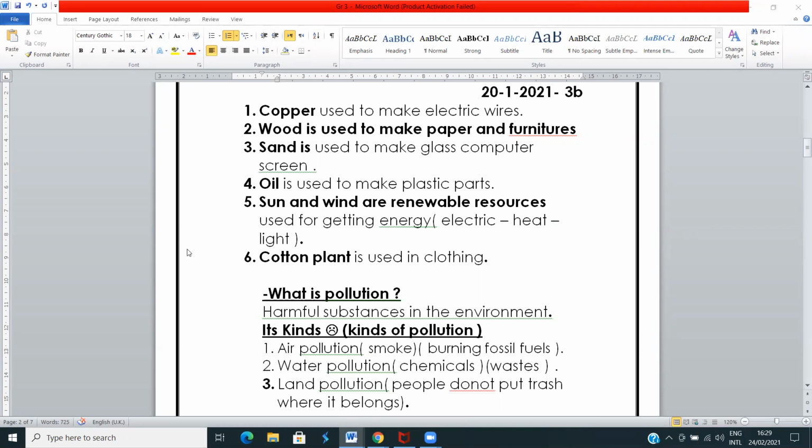Nash'at. Okay, Nash'at. What is pollution, Nash'at? Pollution is harmful substances in the environment. Thanks. Is pollution a good thing or bad thing, Nash'at? Bad. Bad thing. Thanks, Nash'at.